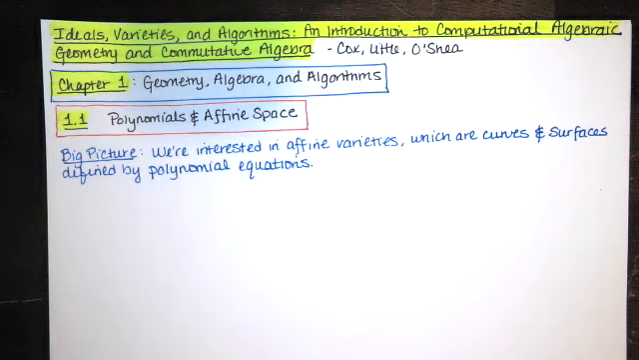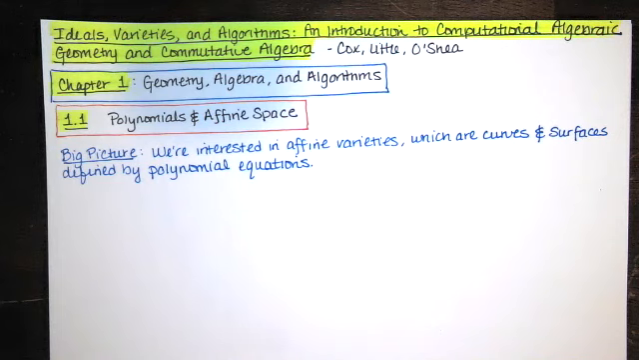So the big picture is that eventually we're going to be interested in affine varieties, and then eventually we'll talk about varieties in projective space. But for right now, affine varieties are fine. An affine variety is just a curve or a surface, and that curve or surface would be defined by polynomial equations. Then in order to talk about that, we need to talk about some algebra, and we need to talk about something called an ideal, which is related to this concept of an affine variety.